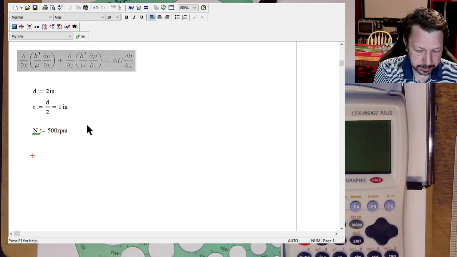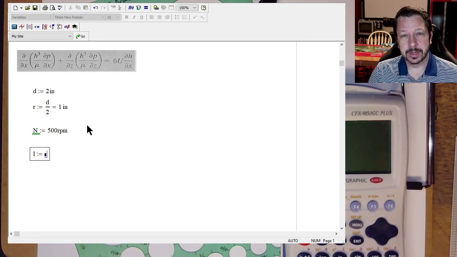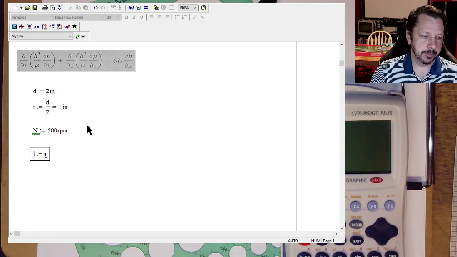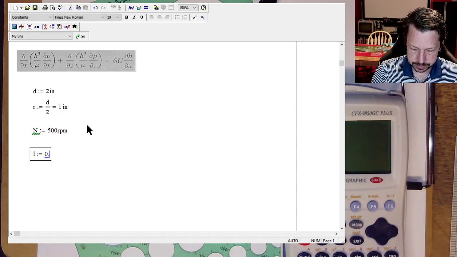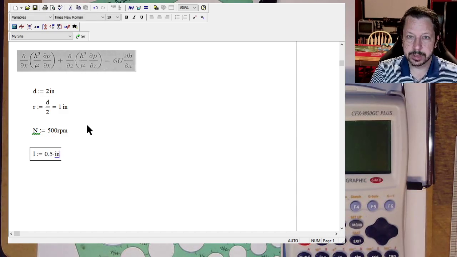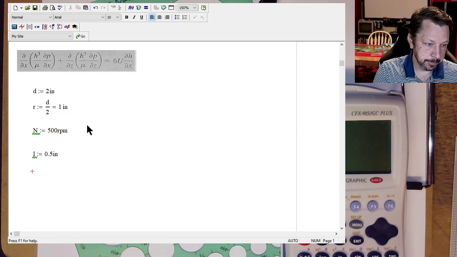L. So L is the length of the overlap between the bushing and the journal. A lot of times this is the length of the bushing, because normally the bushing is a little shorter than the length of the journal. Sometimes they're exactly the same, but rarely are they exactly the same. But it's the overlap between the journal and the bushing. So I set this at 1/2 inch, so not very deep. It's a pretty shallow bushing.